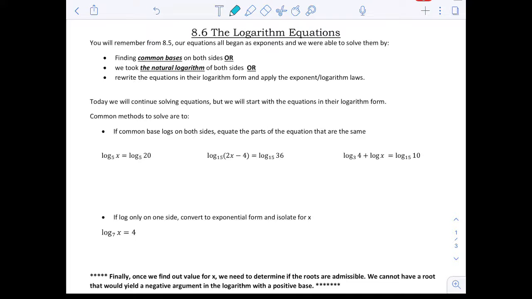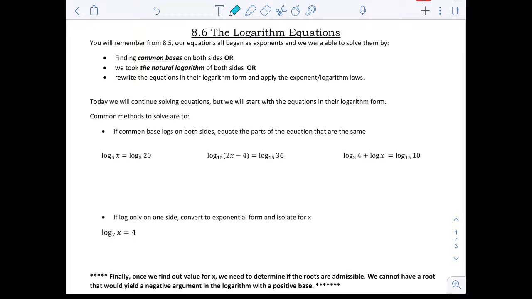Hey everybody, welcome to 8.6, the logarithm equations. So much like 8.5 where we solved exponential equations, we're finding x. In 8.6 we're going to be starting with logarithm equations and also still trying to find out x.